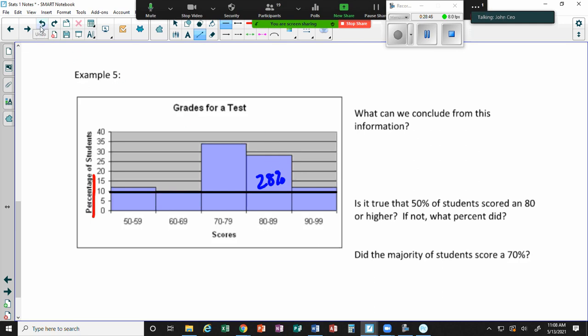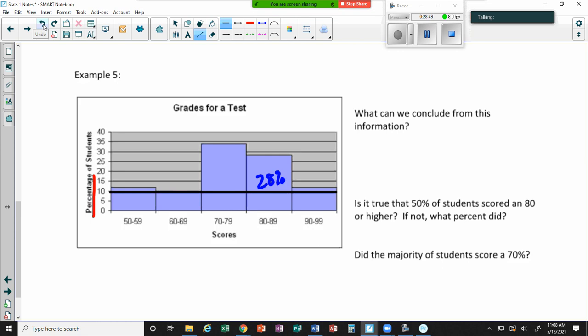Now, when you're making these graphs, sometimes you can adjust the transparency on the bars. It might help readers and reviewers more easily see it if you can adjust the transparency so you can see the grid lines behind it. Okay, so this would be about 12%. So is it true that 50% of the students scored an 80% or higher? No. What percentage did? About 40%.